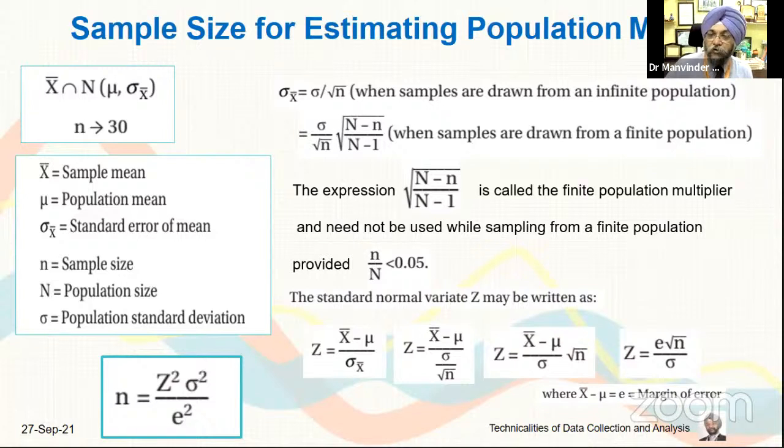Okay, so it may be noted from this that the sample size is directly proportional to the variability in the population, that is Z square. For a given confidence level, it varies inversely with the size of the error. You can also note one more thing: the size of a sample does not depend on the size of a population.